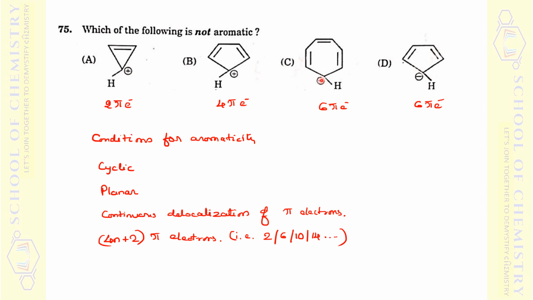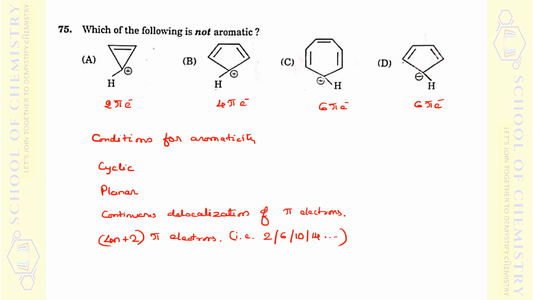So here with the plus charge, there are 3 pi bonds, so it is 6 pi electrons. Here there are 2 pi bonds and 1 negative charge. This indicates one pair of electrons which is also participating in delocalization. So that's how there are totally 6 pi electrons. Both these systems are aromatic. Even A, the cyclopropenium cation, is also aromatic.